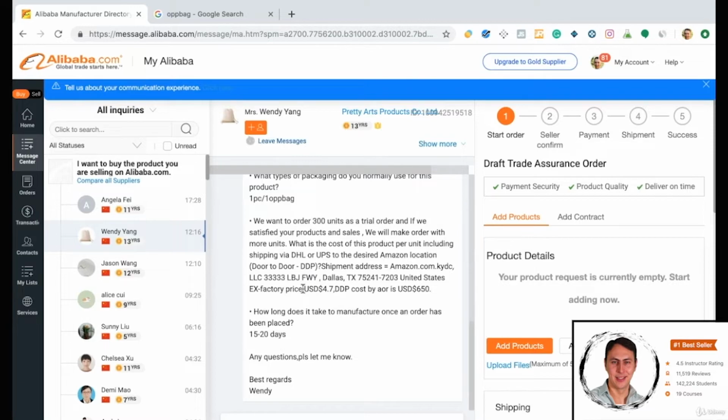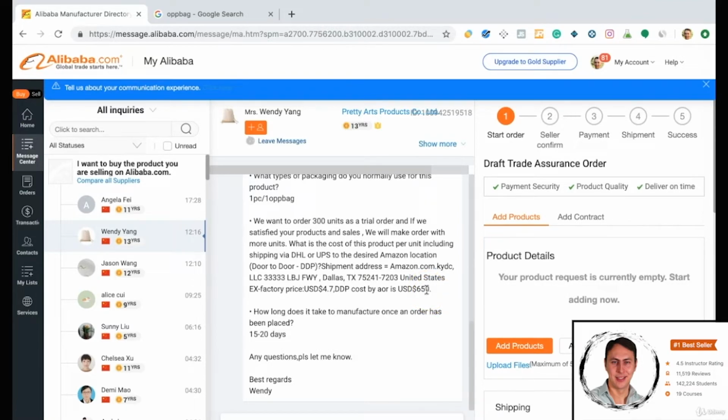For EXW, the unit price is $4.70. You can calculate for 300 units. And for DDP, the price will be $650 for shipping. You can check the shipping fees on Freightos, and you can take a price from there for shipping, and you can make a deal with them. You don't have to make a deal with the manufacturer's freight forwarders. And you can tell them that I took a price on Freightos. If you decrease the price, we can work with your freight forwarders.